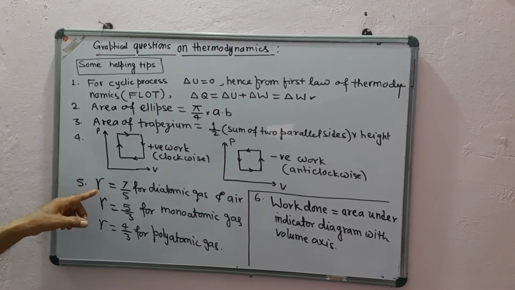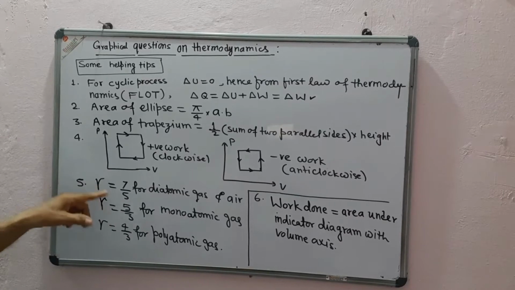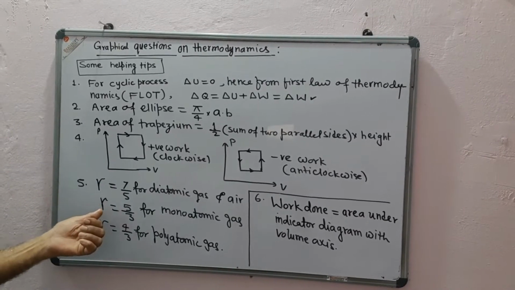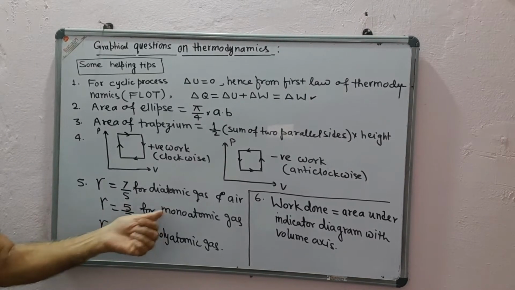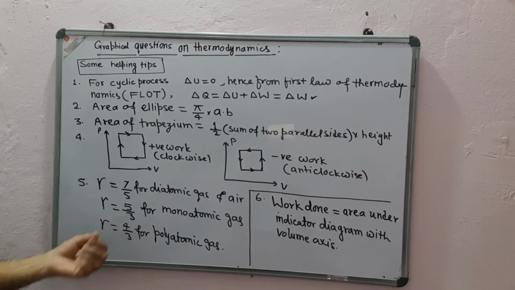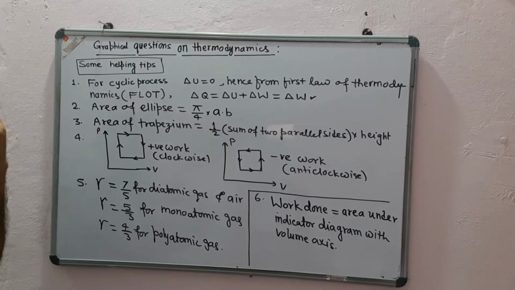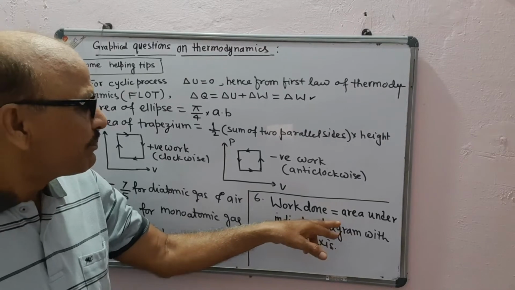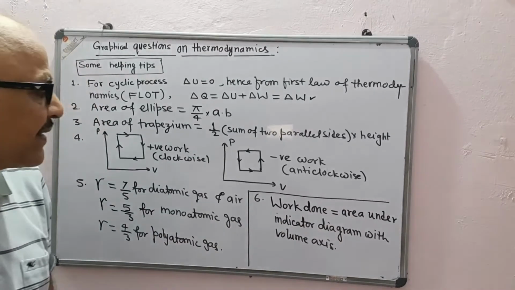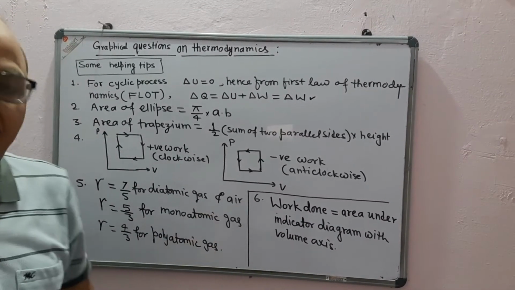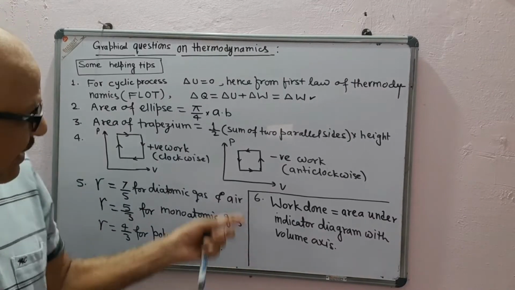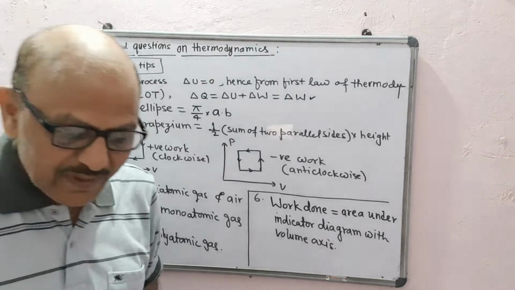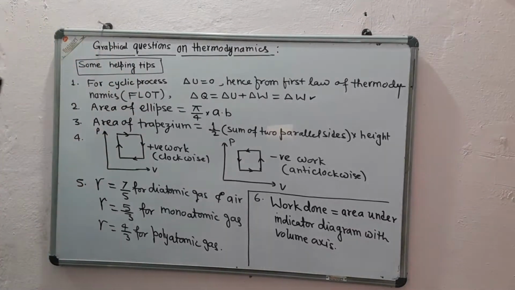Next, the adiabatic constant gamma is 7 by 5 for diatomic gas or air, gamma is equal to 5 by 3 for monoatomic gas, and gamma is equal to 4 by 3 for polyatomic gases. Next, work done is equal to the area under the indicator diagram with the volume axis. Remember these tips, which will be helpful to solve the graphical problems.